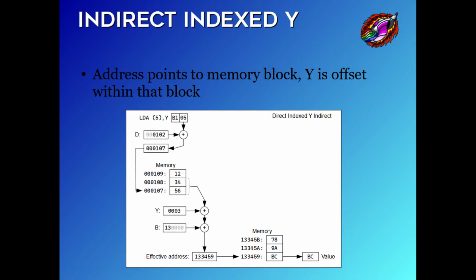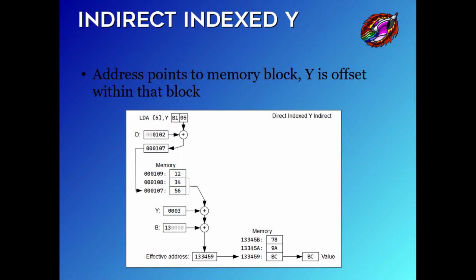So you see here, comma Y is outside the parentheses. We take the 5, add it to the direct page, and that gets us 107. Now we go to 107 and look up the pointer there, which is 3456. So we take 3456 and add the current value of Y to it. In this case, we add 3, and that's going to get us 3459.